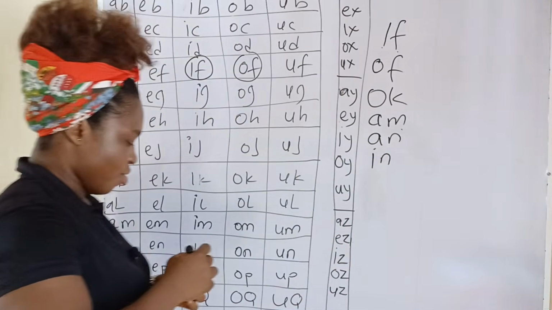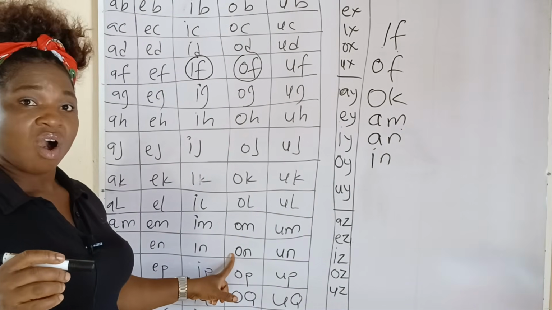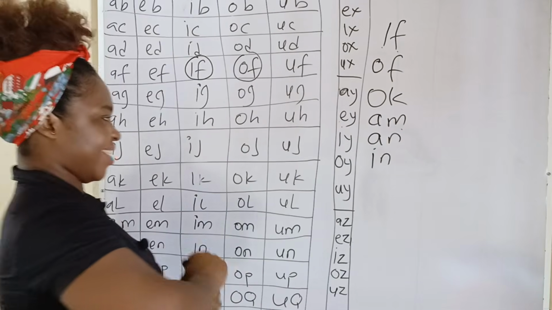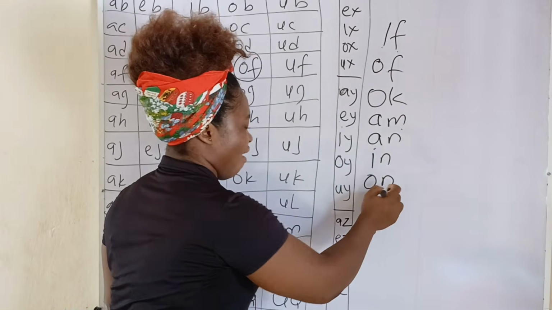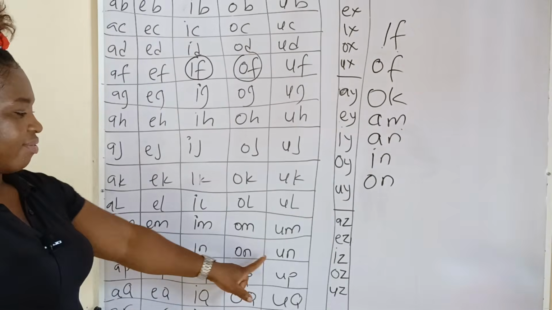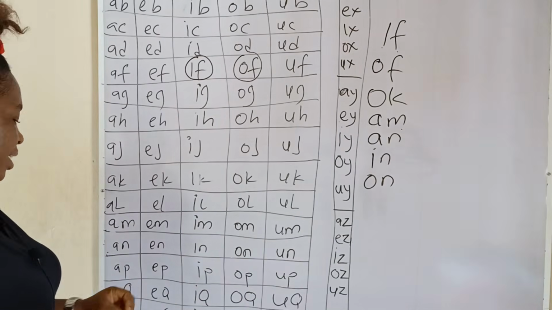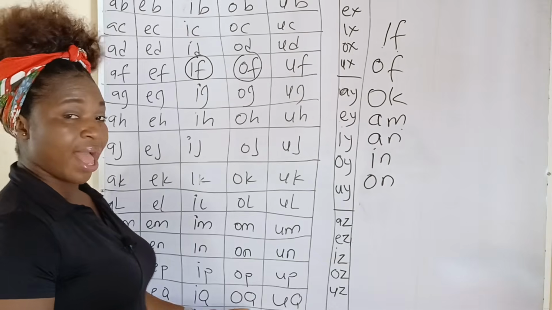All right. We'll move on. We have on. Not oh. On. Okay. We have on again, but this is not representing a two-letter word. Now we go to the P. We have up.